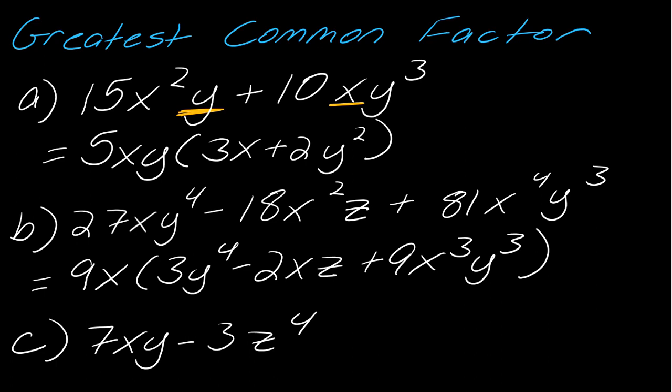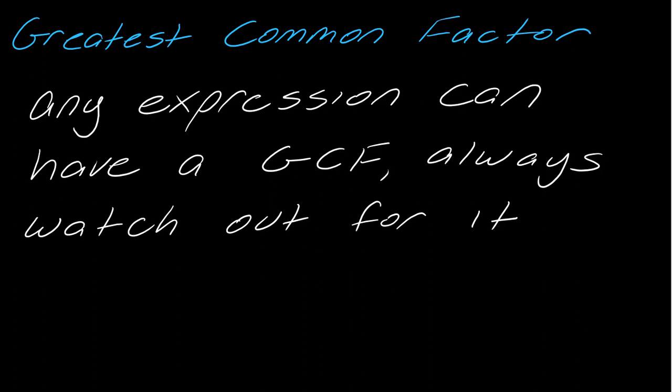And now moving on to C here. As I look at this and I just rack my brain for what divides into this, nothing. So you're not guaranteed to have a GCF. You always want to stay on your toes and think about what makes sense. In this case, we would just call this prime, and that's the term. Now, any expression can have a GCF, so you always want to watch out for it. It doesn't have to just be a problem like this. It can pop up in any type of factoring.